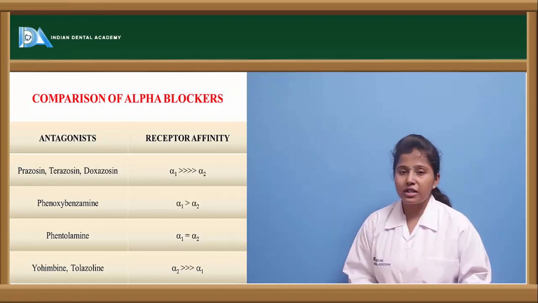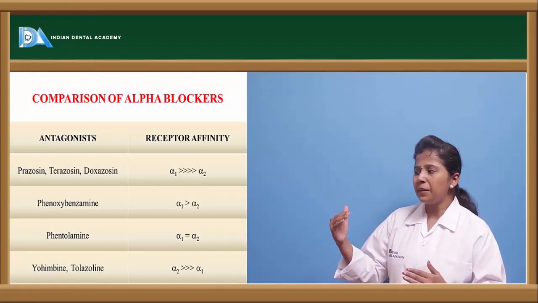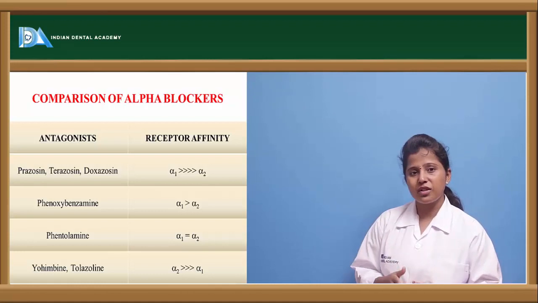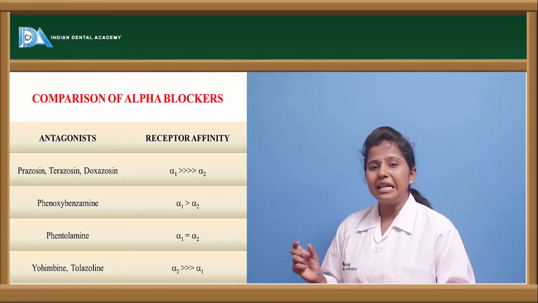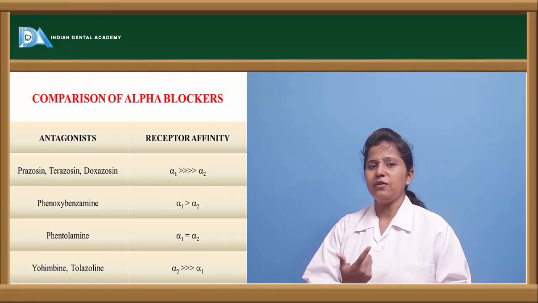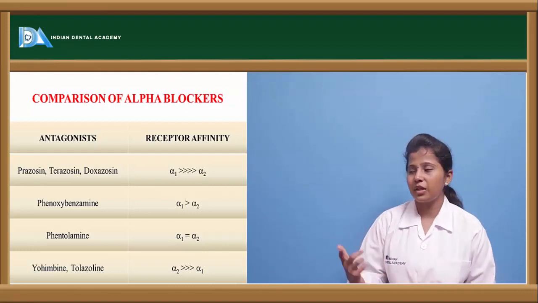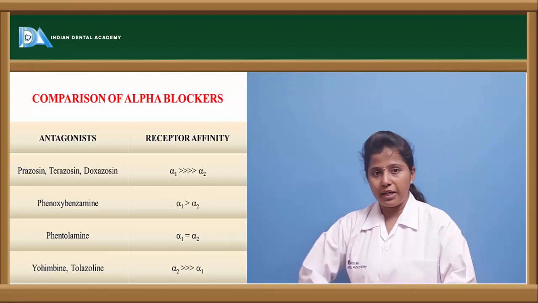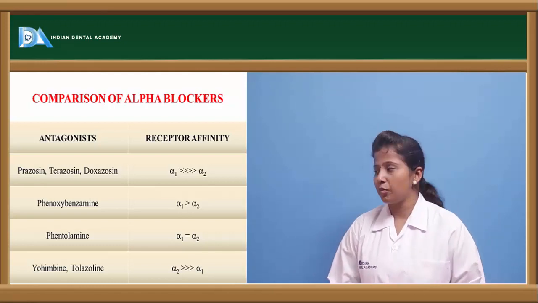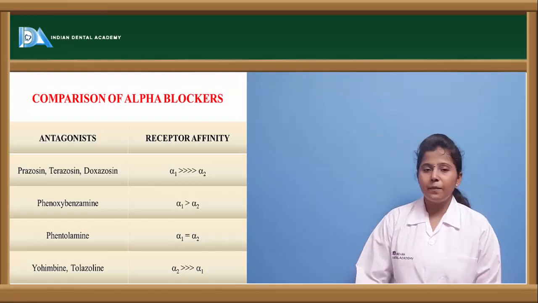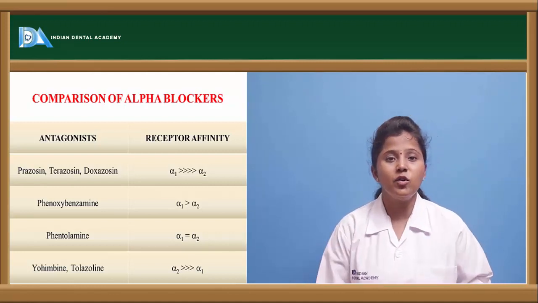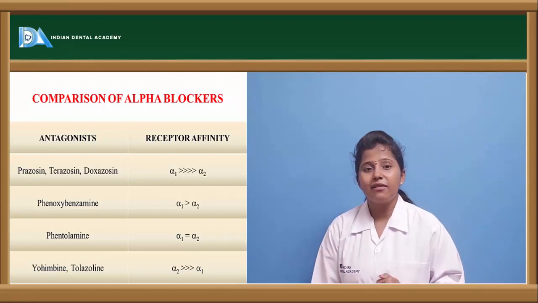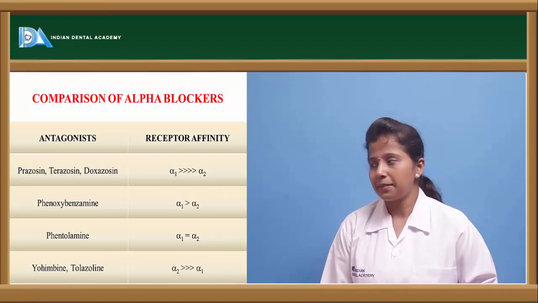And when you take phenoxybenzamine, compared to prazosin, terazosin and doxazosin, we saw that it is a non-selective drug, but it has a little more alpha-1 receptor affinity when compared to alpha-2. Phentolamine has equal affinity towards both the receptors. If you take yohimbine and tolazoline, we categorize these drugs under alpha-2 receptor antagonists, as these drugs have greater affinity towards alpha-2 receptors.